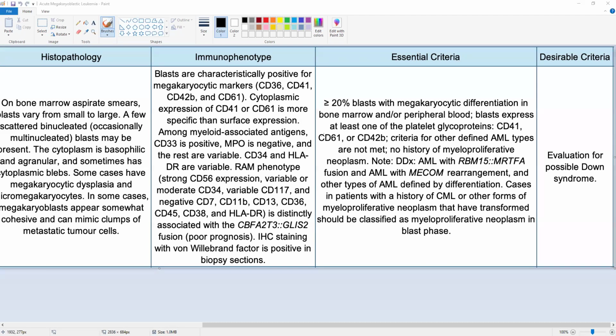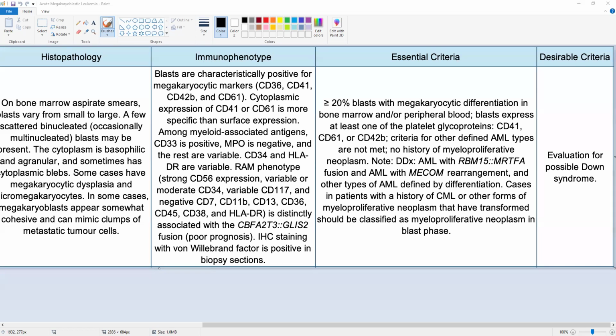To make this diagnosis, you need to identify at least 20% blasts with megakaryocytic differentiation in the bone marrow or the peripheral blood. These blasts should express at least one of the platelet glycoproteins, CD41, CD61, or CD42b. Criteria for other defined acute myeloid leukemia types should not be met. You have to exclude history of myeloproliferative neoplasm.